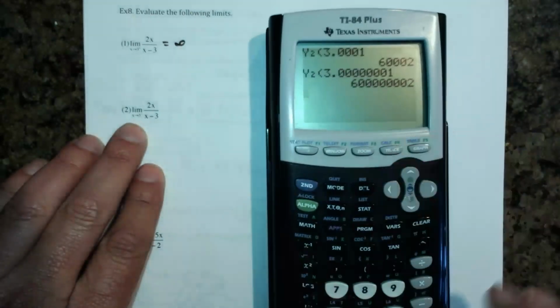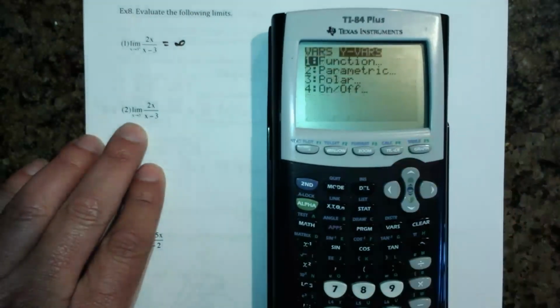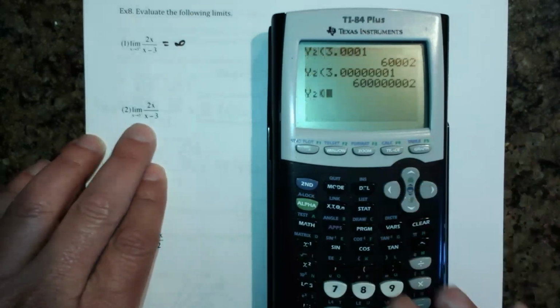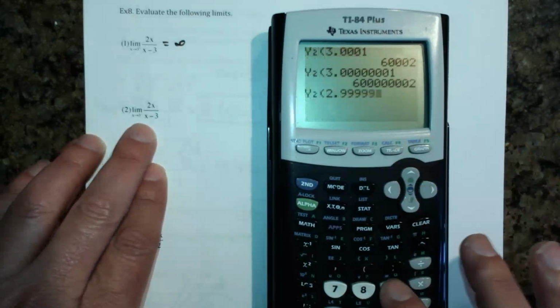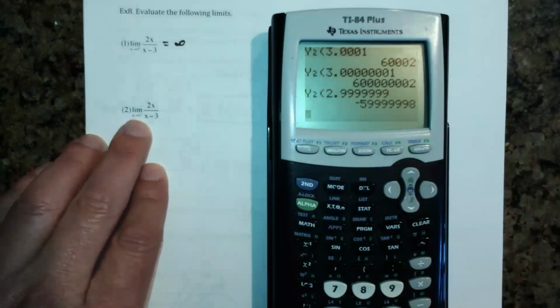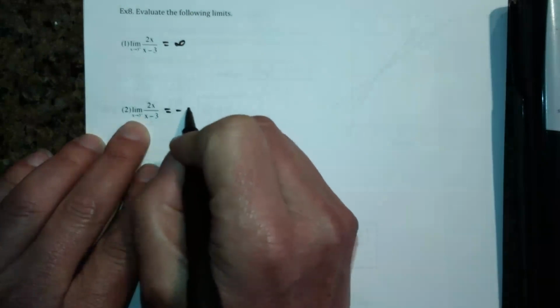Now let's go from the other direction. Vars, y vars, function y2, not y1, like I did before. Parenthesis. Let's do this at 2.9999999. So we're approaching from the left side. That's the left side there. Ooh, that's a large negative number. We can see that. This is clearly going off to negative infinity.